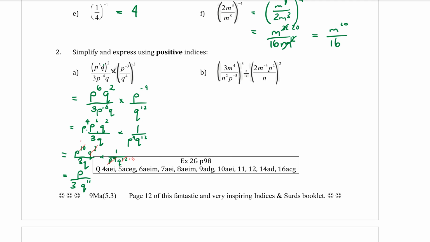First of all, brackets. Expand all the brackets out. So that means everything in that first bracket has to be cubed. 3 to the power of 3 is 27. M is my base. Multiplying the powers makes 12. 4 times 3 is 12. On the bottom, N is my base. Multiply the powers. 2 times 3 is 6. And P minus 5 times 3 is minus 15.